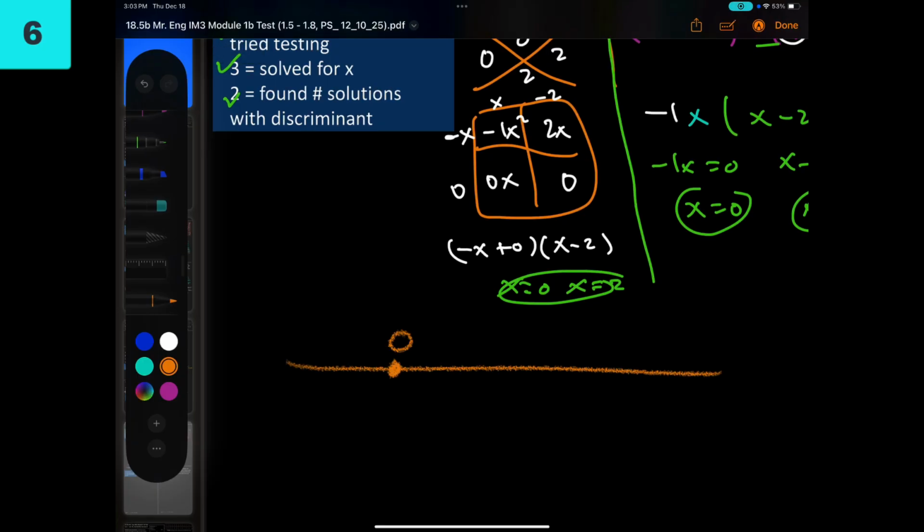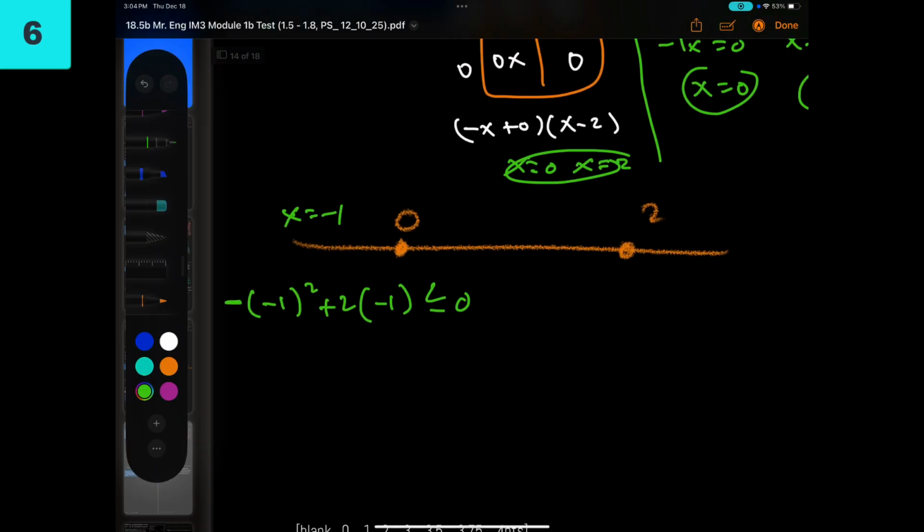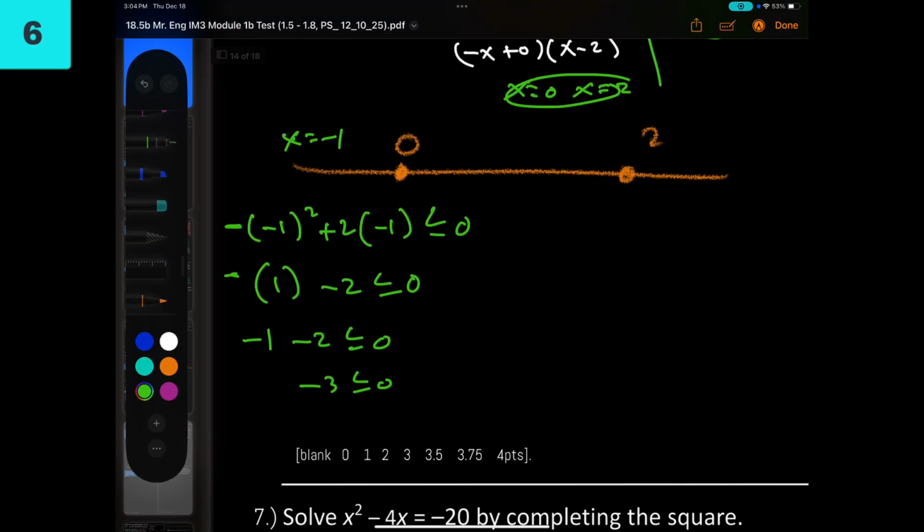So I like to draw it out. And let's test the region. So I need a number. You can't test 0, but you can test negative 1. And you can put negative 1 back into the original and see if it's true or false. So that becomes 1. So opposite of 1 is negative 1. So negative 3 is smaller than 0. That is true.